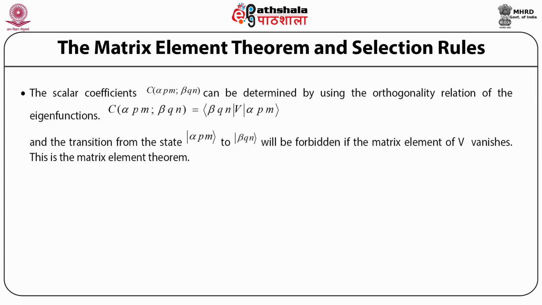can be determined by using the orthogonality relation of the eigenfunctions, namely the coefficient C α Pm β Qn is given by the matrix element of V between these states α Pm and β Qn, and the transition from the state α Pm to β Qn will be forbidden if the matrix element of V vanishes. So if the matrix element of V between these two states vanishes, then there is no transition from the state α Pm to state β Qn. This is the matrix element theorem.